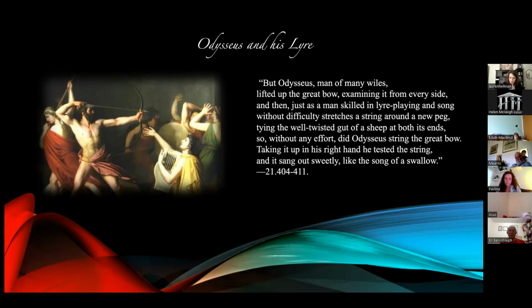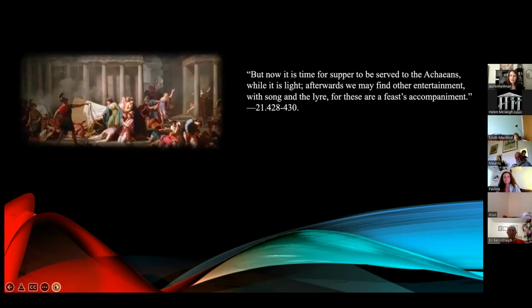Odysseus, like Alcinous, directs his guests' attention to entertainment. "But now it is time for supper to be served to the Achaeans, while it is light. Afterwards we may find other entertainment, with song and the lyre, for these are a feast's accompaniment." The song and lyre are reminiscent of the feast and dance Alcinous proposes after Odysseus awes the Phaeacians with his discus throwing. Alcinous diverts potential conflict, yet highlights his own son's competitive skill in the dance, which Odysseus wisely compliments.